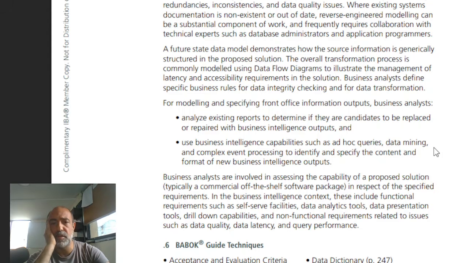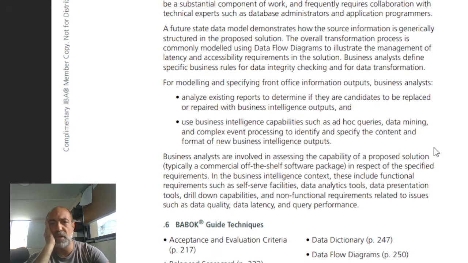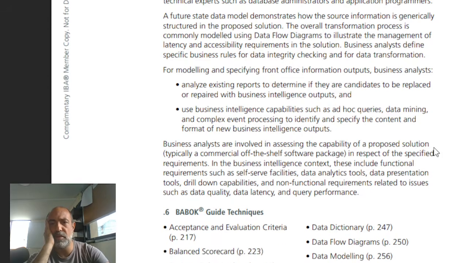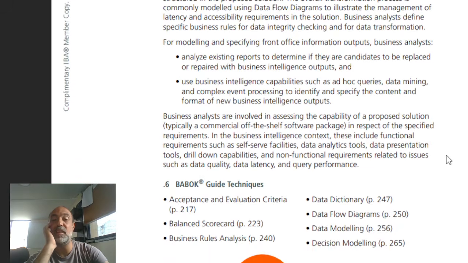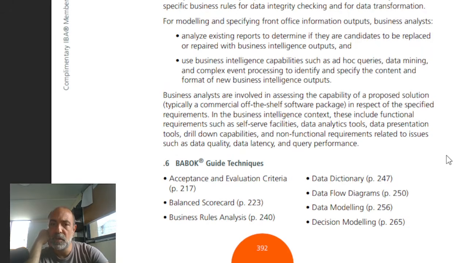Business analysts define specific business rules for data integrity checking and data transformation. For modeling and specifying front office information outputs, business analysts analyze existing reports to determine if they are candidates to be replaced or repaired with business intelligence outputs. Use business intelligence capabilities such as ad hoc query.